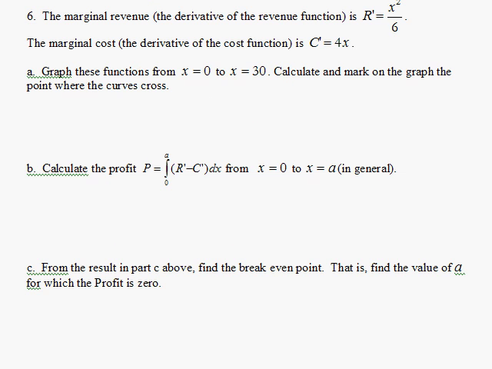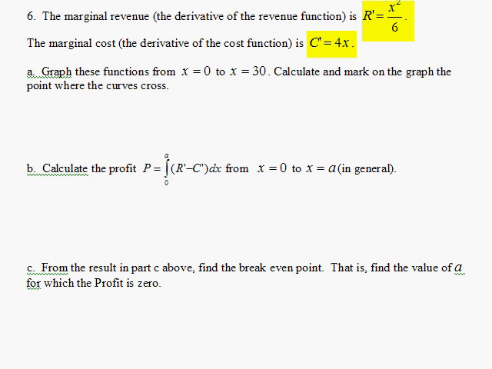Here's a related homework problem. Again, homework 6A, and this is problem number 6. In this case, we have the marginal revenue, which is really the derivative of the revenue function, which we're going to say is x squared over 6. Then we have the marginal cost, which is 4x. I'm going to graph these functions from 0 to 30 and notice the results there. You can figure that out.